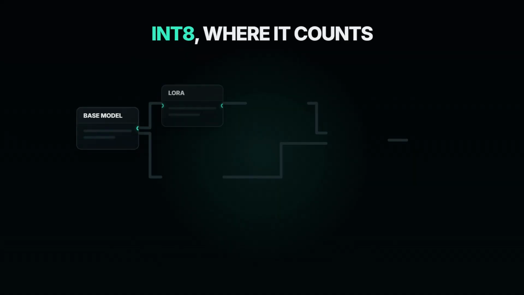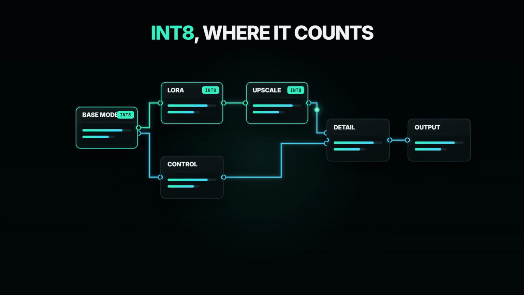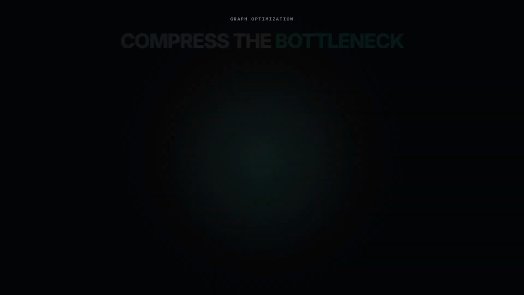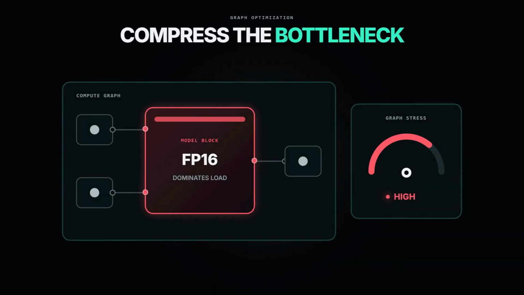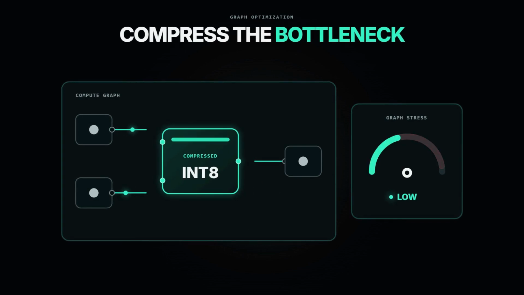But a real ComfyUI graph is not one model. It can include LoRAs, ControlNet, IP adapters, upscalers, detailers, and whatever experimental node someone uploaded at 3 a.m. Even partial wins count. If the largest model block gets smaller, the whole graph may become less fragile, even if every single node is not INT8.